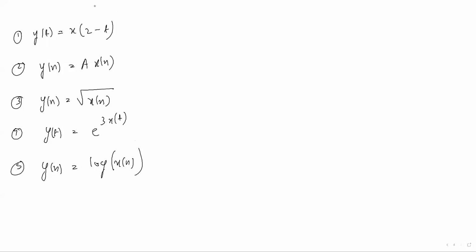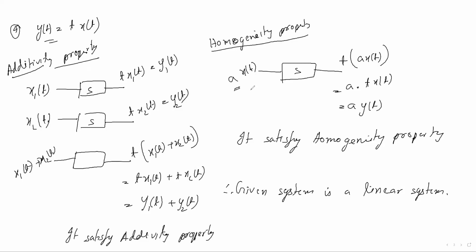Any doubt till now? This topic, linear and non-linear systems, is very important. Often a 1 mark question will come in competitive exams. Sir, in the homogeneity property, we can take any constant, right, sir? Like a, for the multiplication. Yeah, any constant a. Okay, sir.